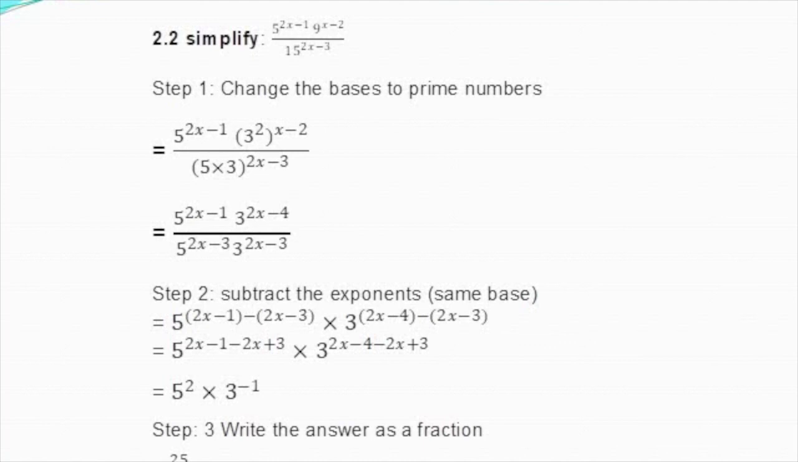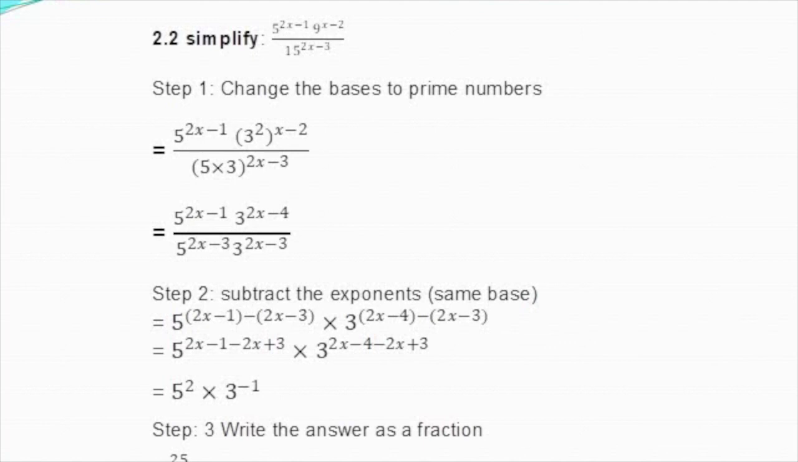We need to apply one of the definitions of exponent that says that if we have a negative exponent, we need to write it in a fractional form. So 3 to the power negative 1 will give us 1 over 3. And 5 to the power 2 will give us 25. So 25 times 1 divided by 3 will give us 25 over 3.